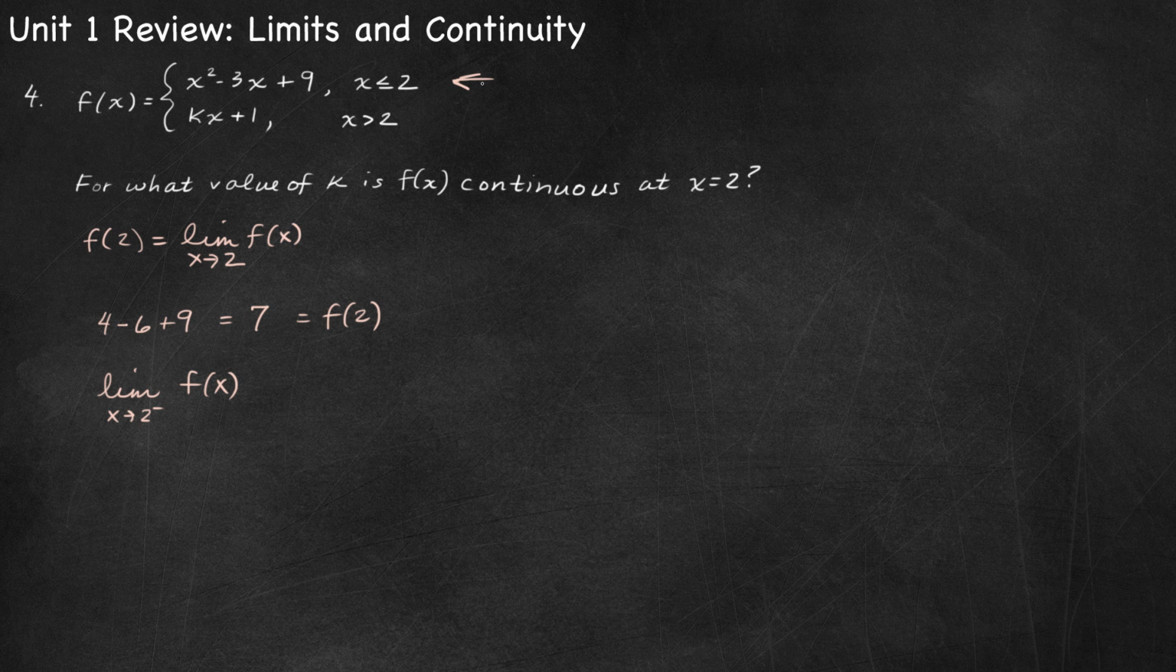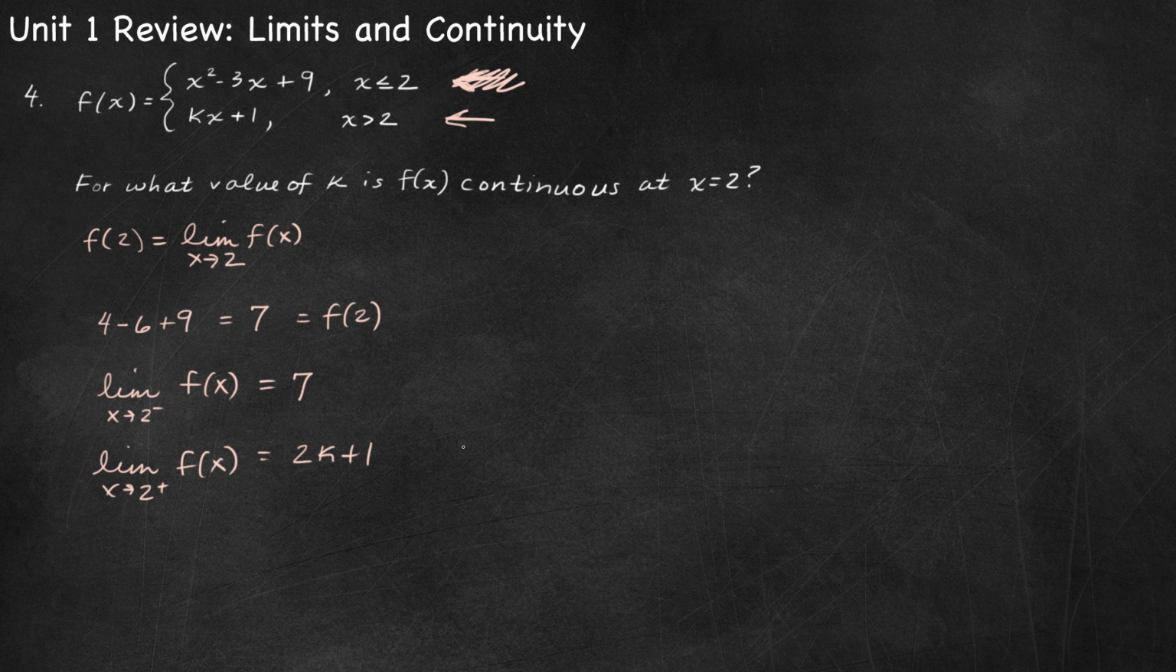From the left-hand side, we're approaching 2 from the left, so numbers smaller than 2. So again, we're in this top piece, and we'll find that limit using substitution, so we're just going to get 7 again. The limit as we approach 2 from the right-hand side, that means bigger than 2, so now we're in the bottom piece. And substitution, if we substitute 2 in for x, we get 2k plus 1.